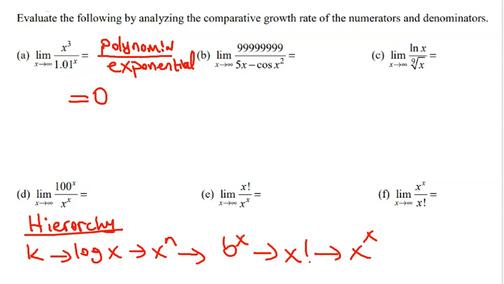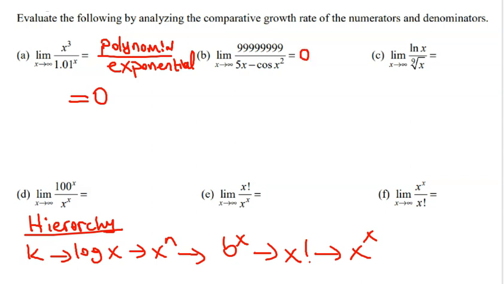In part B, we have a constant number on the top, and then we have 5x and cosine x squared. So we have a polynomial function and a trigonometric function. Which one has the larger growth rate? Apparently this polynomial function has a larger growth rate than the constant number, so this limit is going to be equal to 0.